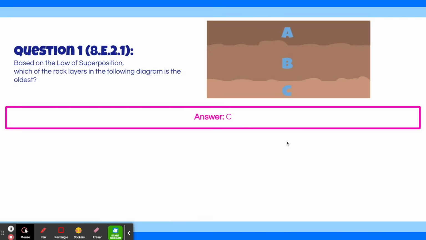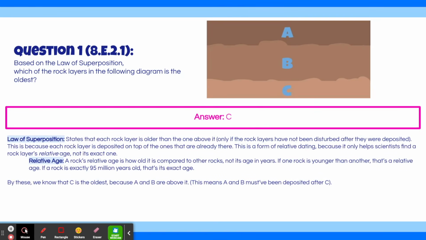The answer is C. The law of superposition states that each rock layer is older than the one above it, assuming that the layers have not been disturbed after they were deposited. This is because each rock layer is deposited on top of the ones that were already there. This is a form of relative dating because it only helps scientists find a rock layer's relative age, not its exact one. A rock's relative age is how old it is compared to other rocks, not its age in years.